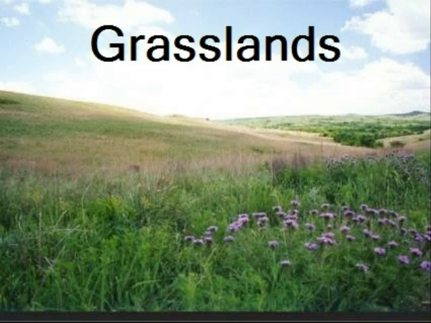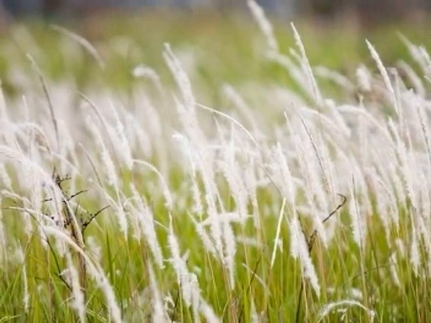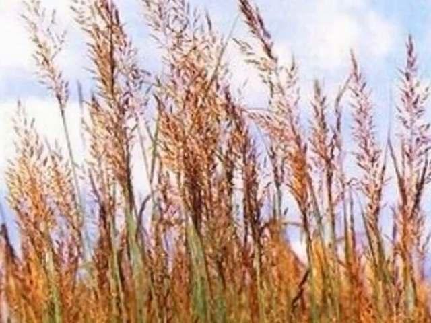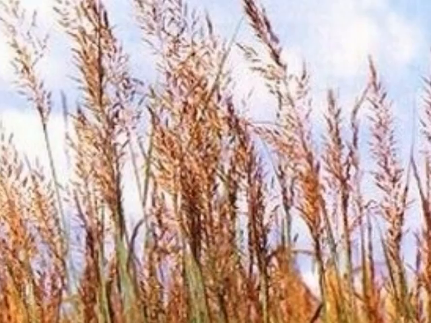The fourth biome is a grassland. A grassland is a biome that has many grasses and flowering plants, but few trees. Grasses such as the Indian grass and the little blue stem grow well here.